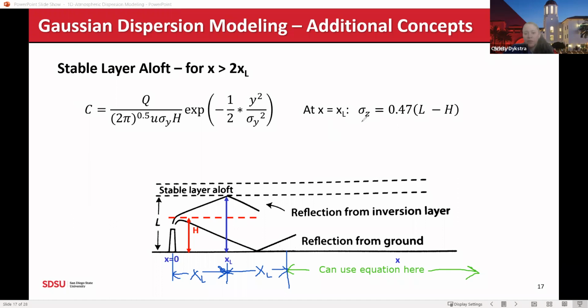And then we have here a different equation for our Z dispersion coefficient. And so now our Z dispersion coefficient at XL, so right at X equals XL, is going to be this equation right here. So this is the L, which is our stable layer height, minus our effective stack height, which is where the center line of our plume is.